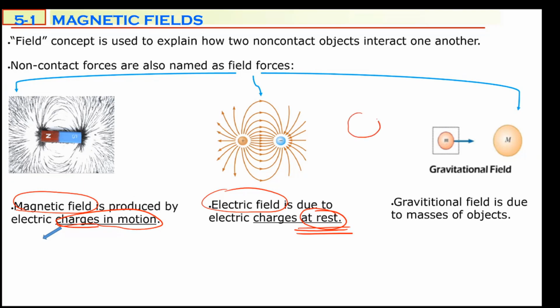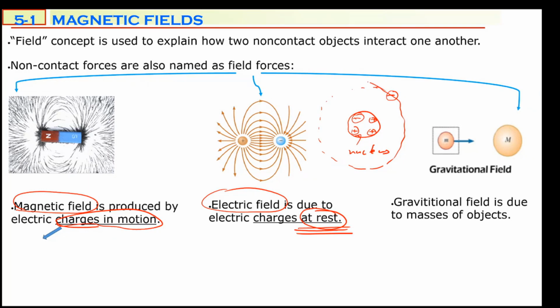There is the nucleus of the atom. The nucleus of the atom consists of positively charged particles, protons, and neutrons, which are not charged. This is the nucleus, and electrons are revolving around the nucleus.